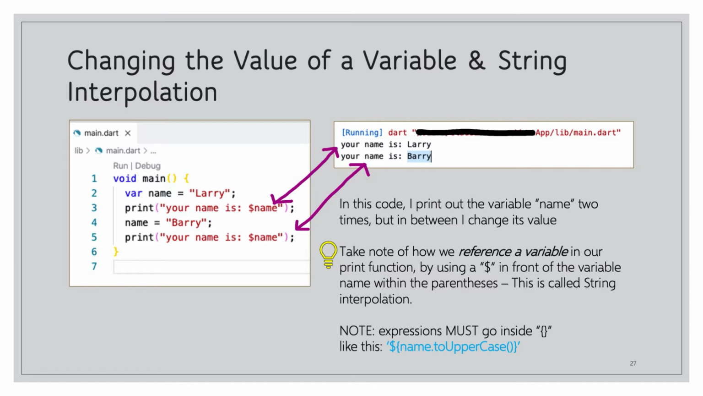So in this code, I print out the variable name 2 different times, but in between those 2 printings, I change the value. Take note of how we reference a variable in our print function by using the $ sign in front of the variable name within the parentheses. This is called string interpolation. If I were to construct an expression similar to name.toUpperCase or toLowerCase or what have you, I would have to put it within curly braces, just like you see down here. So what have we learned? We've learned that we are able to change the value of a variable if we define it using var. There's other ways we can do it too, and we'll get to those.